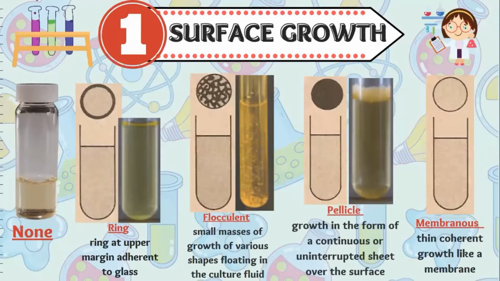First, surface growth. It can be none, ring at upper margin adherent to glass, flocculent, which are small masses of growth of various shapes floating in the culture fluid, pellicle, which is growth in the form of a continuous or uninterrupted sheet over the surface, or membranous, which is a thin coherent growth like a membrane.